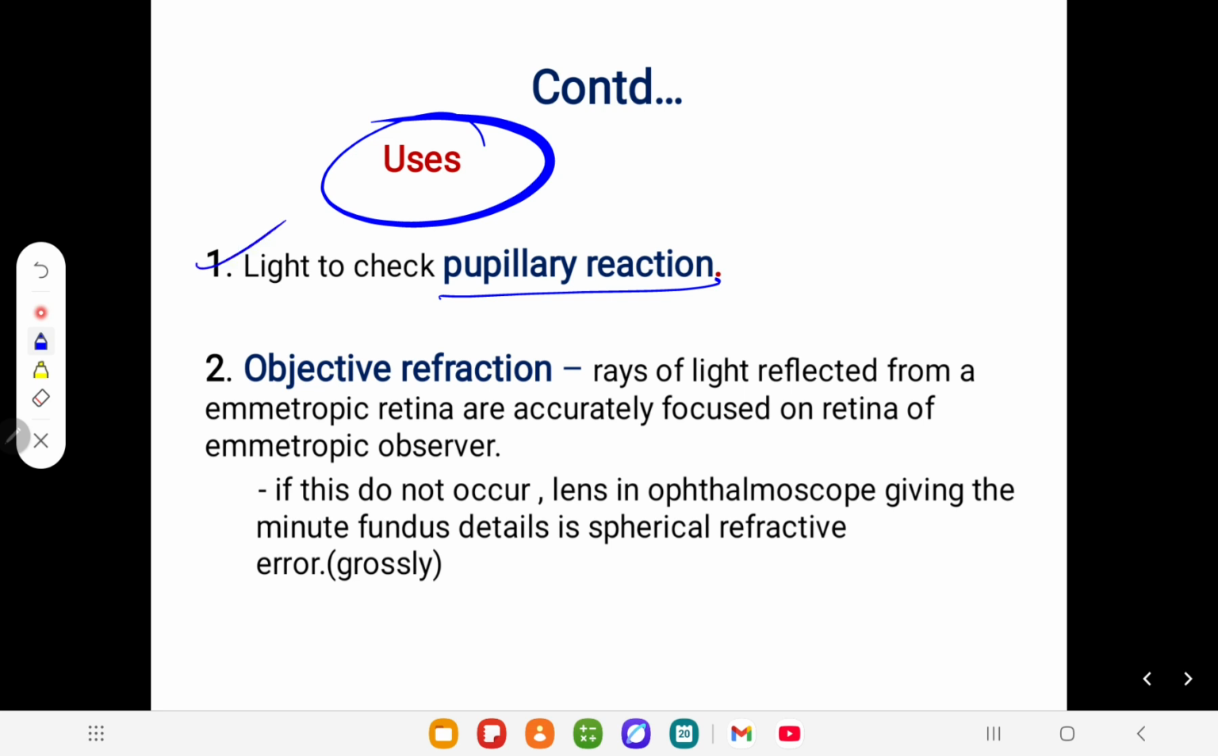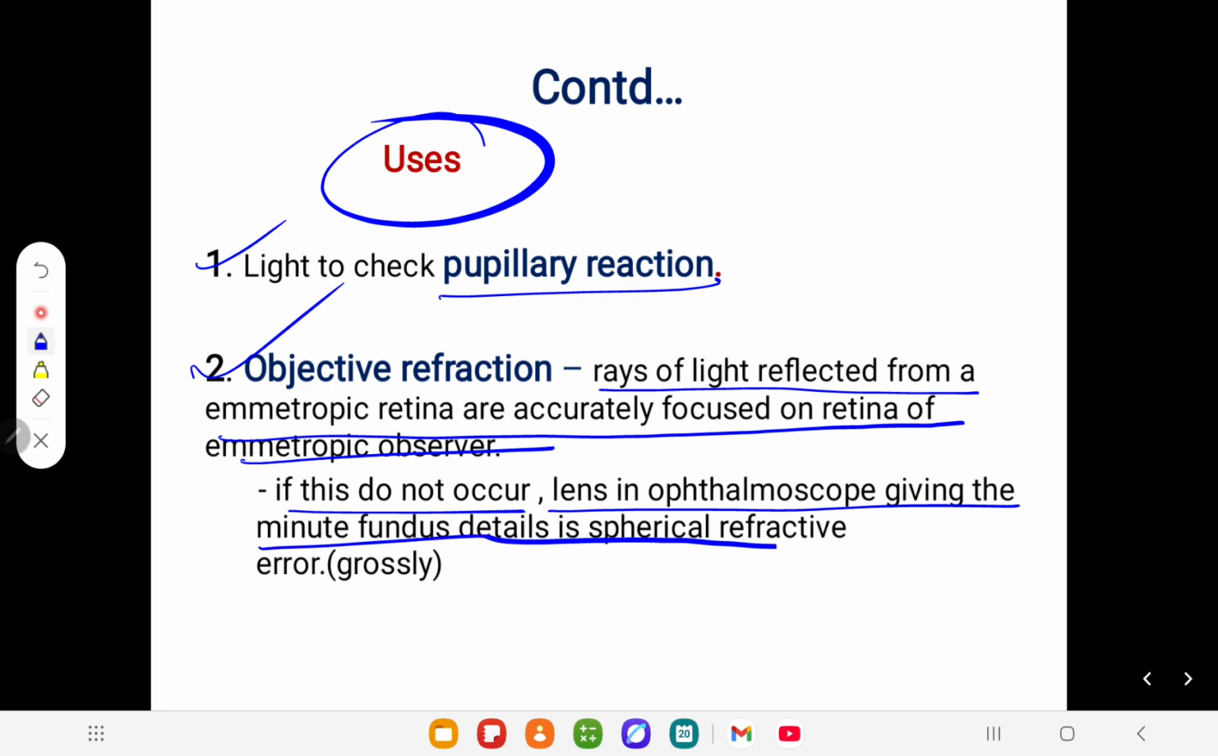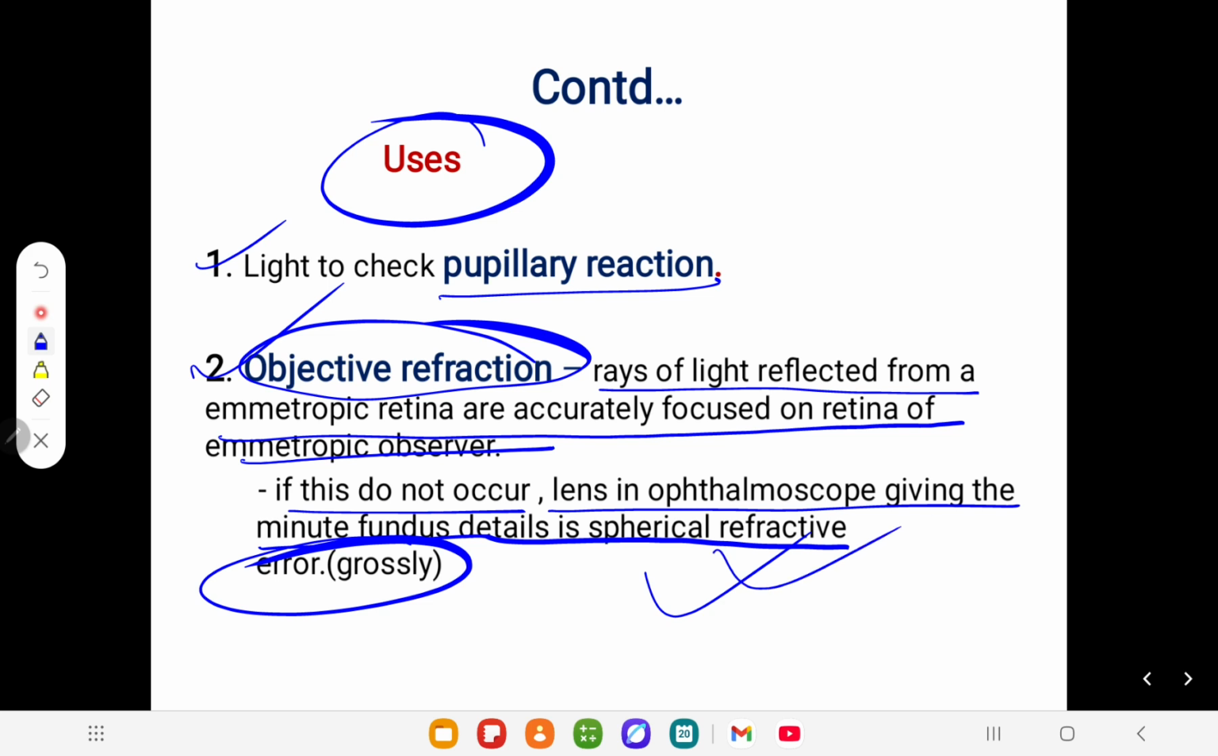Direct ophthalmoscopy, definitely. For objective refraction, how? Light rays reflected from the emmetropic retina are accurately focused on the retina. If they do not occur, the lens of the ophthalmoscope gives the minute fundus detail, isn't it? Suppose you know your power as an examiner, then you want to see the patient's eye, and you feel it is blurry, and whenever you change the dial, then you can see clearly. At that point, you know the patient has refractive error, and you can grossly get an idea how much minus or how much plus, isn't it? So objective refraction, a little bit, but not that accurately, but yes, definitely.